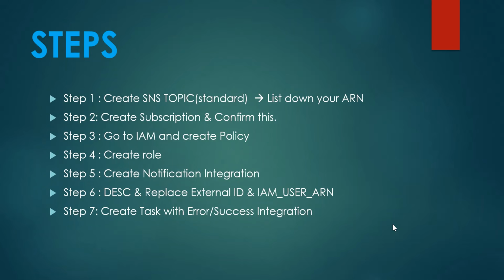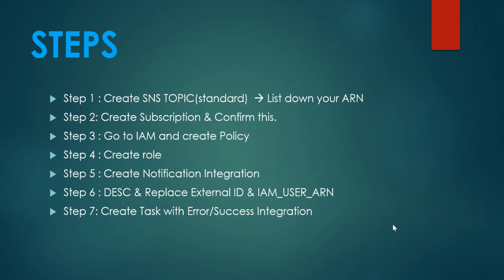I have broken this entire video into 7 steps, as you can see on my screen, step 1 to step 7. In step 1, I'm going to create an SNS topic. You can do this task error indication with AWS, Azure, or GCP, but I am going on the AWS side. First I will create an SNS topic, and make sure it is standard, because at this stage FIFO is not supported.